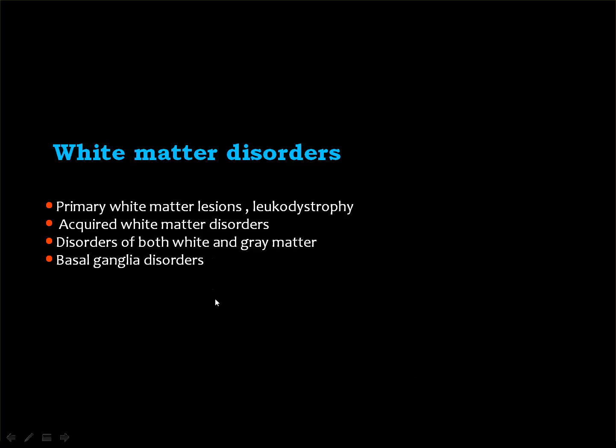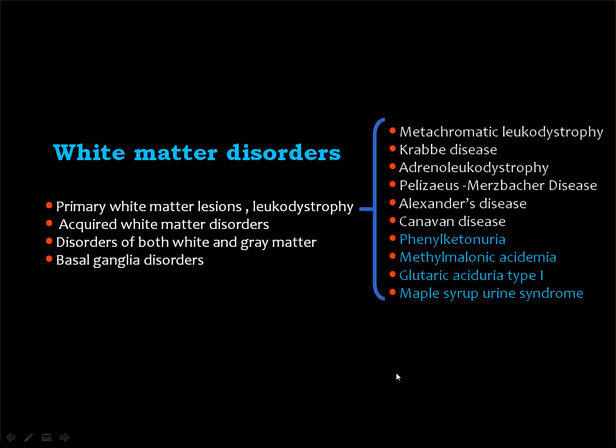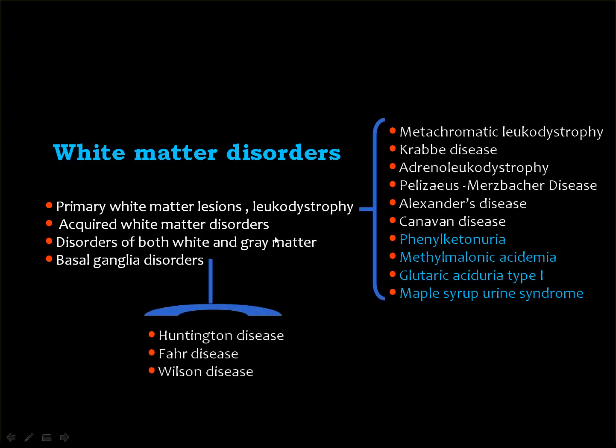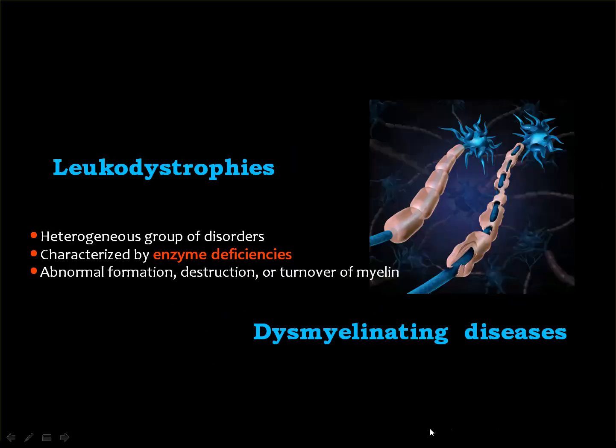White matter disorders are many, as you know. We have the primary white matter lesions, which are known as leukodystrophy or dysmyelinating diseases. The acquired white matter disorders. These leukodystrophies include a very long list of diseases. The acquired white matter disorders will also show in the second part of this lecture. Then you get disorders of both the white matter and the gray matter, and you get basal ganglia disorders like Huntington disease, Fahr syndrome, and Wilson disease. These disorders will include Leigh's disease and MELAS syndrome.